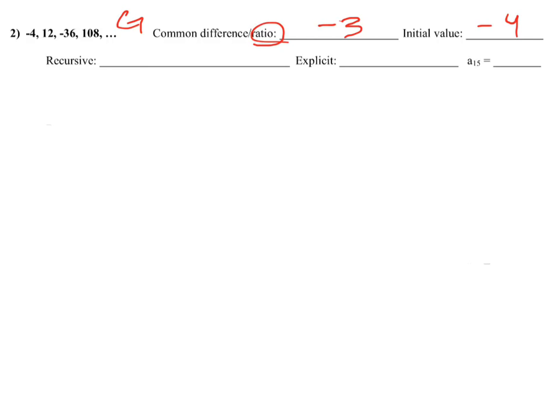If you want a recursive function for a geometric sequence, you write it like so. A sub n is equal to your common ratio times a sub n minus 1. And you have to say where to start, so a sub 1 is -4. If you want the explicit function, you write a sub n equals your initial value, -4, times your common ratio, -3, to the n minus 1 power. And that one's good to go.